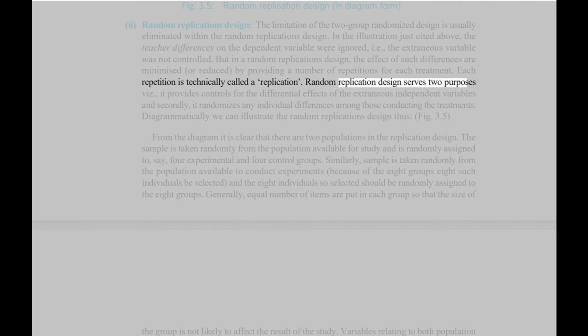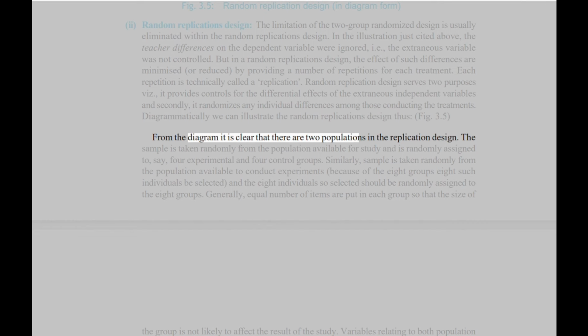Random replication design serves two purposes. First, it provides controls for the differential effects of the extraneous independent variables, and secondly, it randomizes any individual differences among those conducting the treatments. Diagrammatically, we can illustrate the random replications design thus, Fig. 3.5.